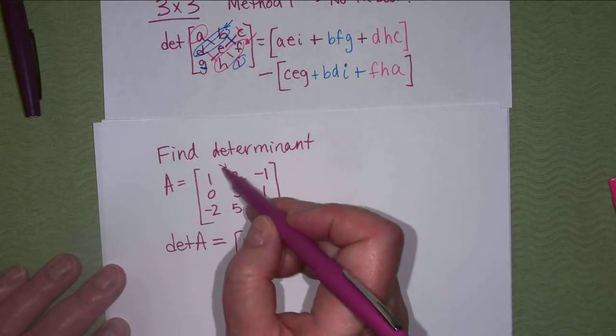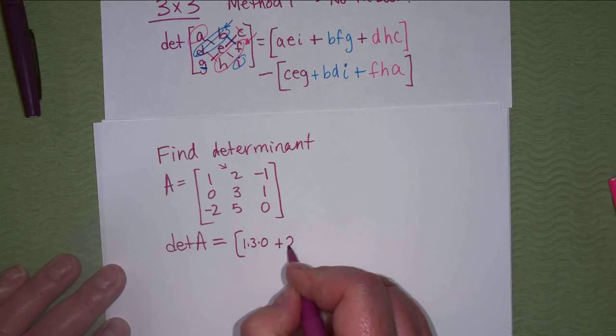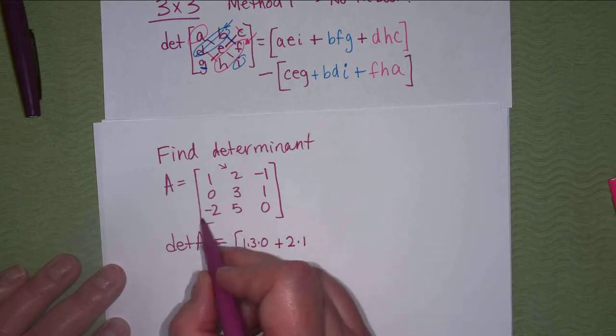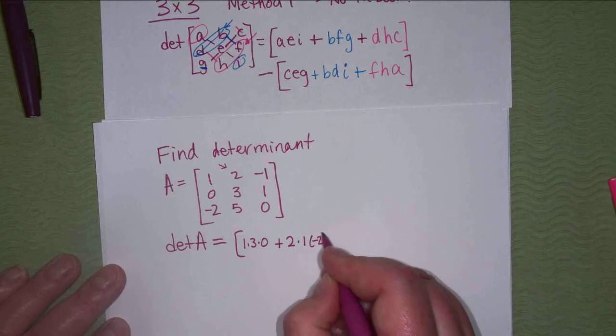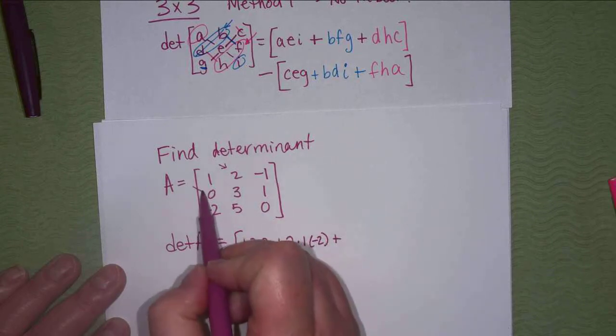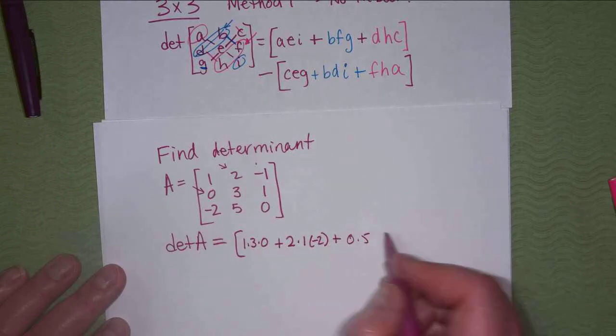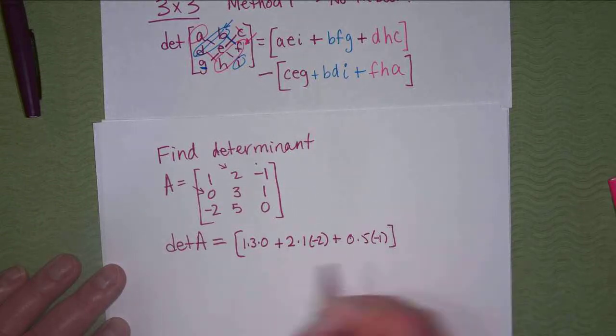The second one, 2 times 1 times negative 2, the one that's by itself, plus 0 times 5 times negative 1. So that's forward.